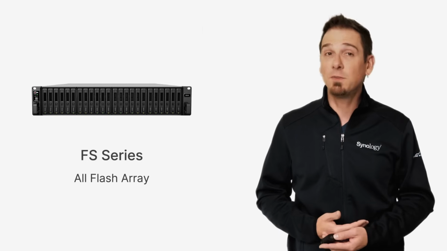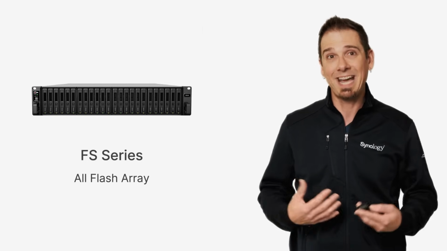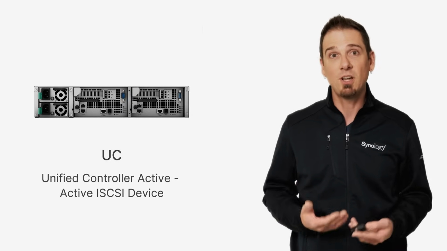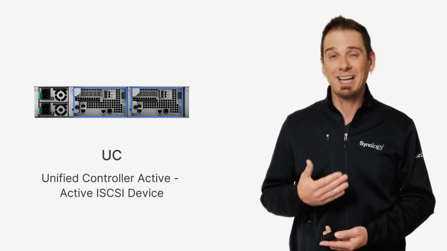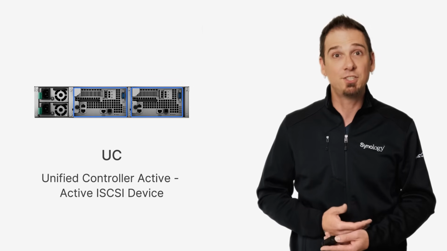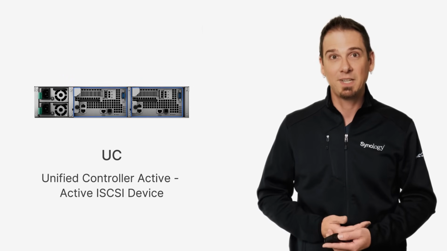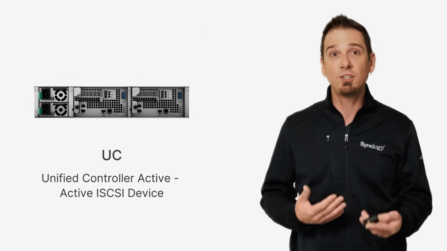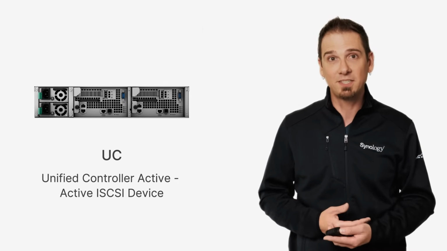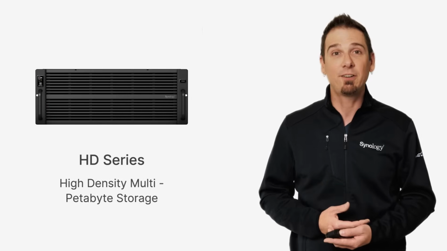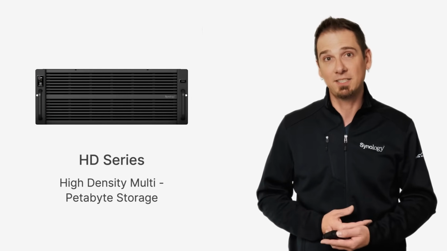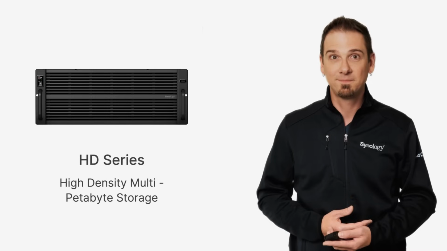If iSCSI is the focus of your deployment and you're using us as attached to virtual storage, check out the UC products. These products are dual active controllers designed for maximum reliability and maximum uptime for virtualization storage specifically. And finally, if you need large quantities of archival storage or large file server deployments, the high density HD series products can scale up to 300 drives and nearly 5 petabytes of raw storage space.